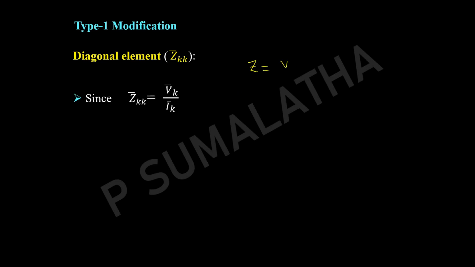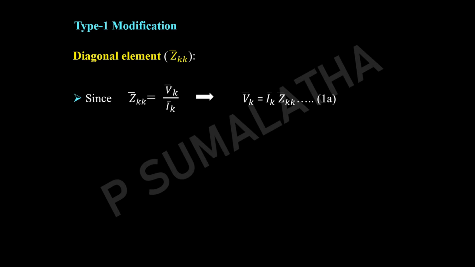So we know Z is equal to V by I. Whenever you say the K and K element, the first letter will go to the numerator and the second subscript will go to the denominator. That is how I have represented Zkk equal to Vk by Ik. From this you can write voltage with respect to the kth node is equal to the current injected into the kth node times Zkk.